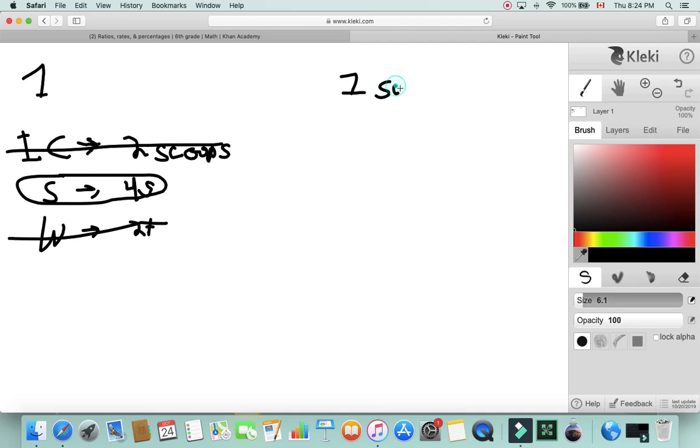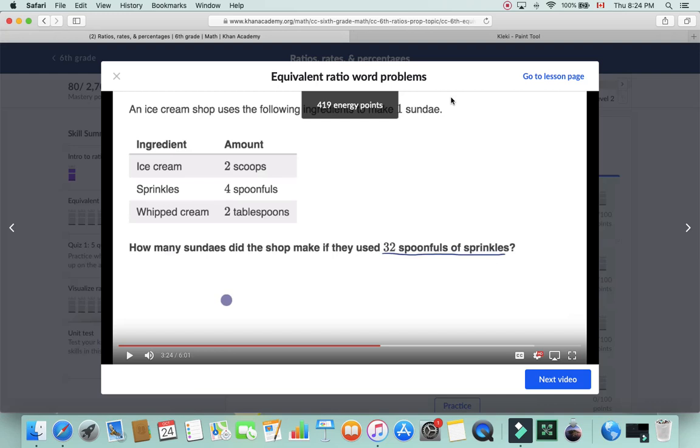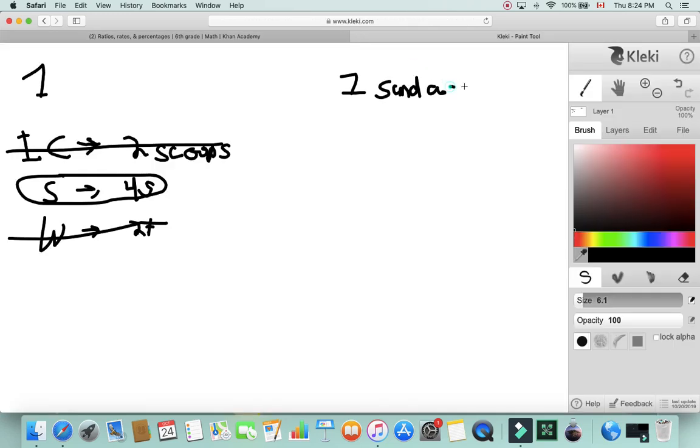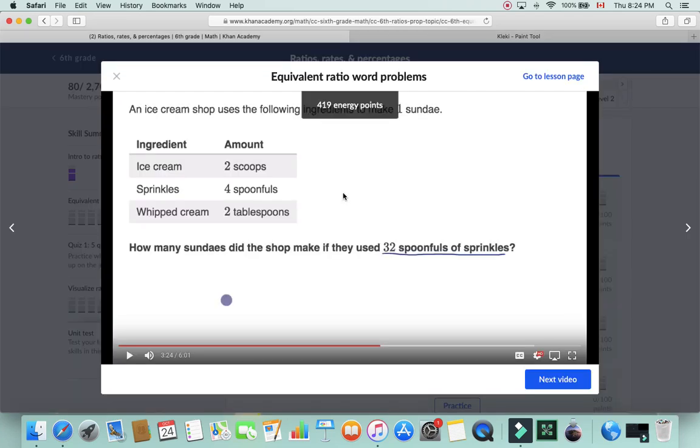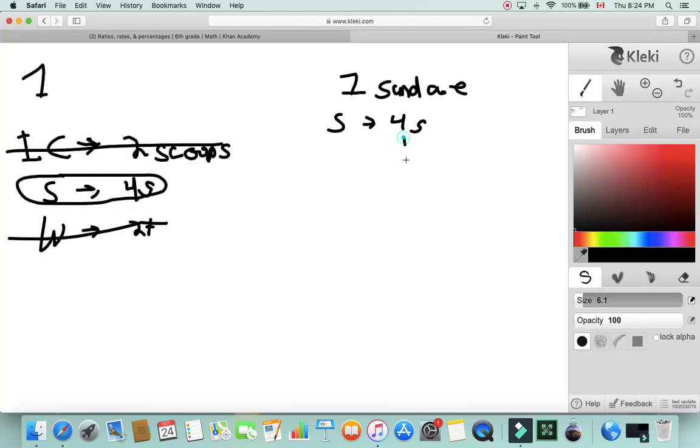So let's reduce it to one sundae. That is four spoonfuls. Okay. But we want to make 32. We're going to use 32 spoonfuls of sprinkles. So we have to multiply to make it 32.